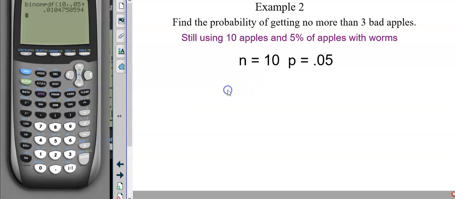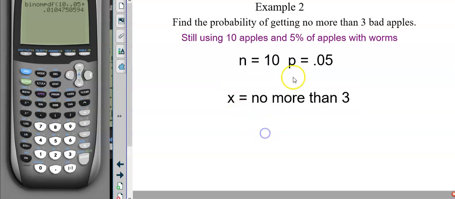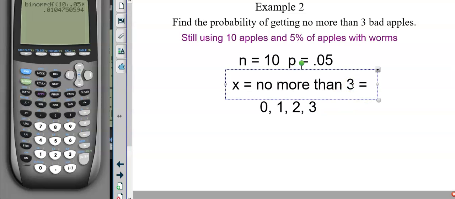All right. Now, the next part, it says X, which means no more than 3. So if we say no more than 3, and we had that in the video early on, that's from 0, 1, 2, 3. So it's no more than 3. So it could be less than 3, but it's no more than 3. All right. Now, with this, when it comes to our X for the TI-84, this X has to be the max number for that interval.